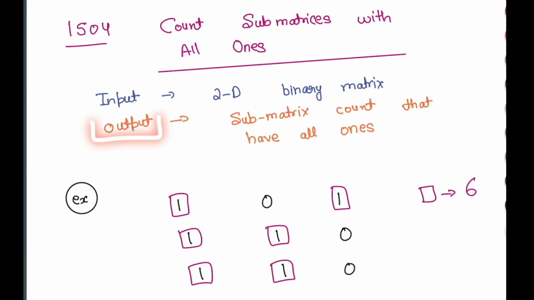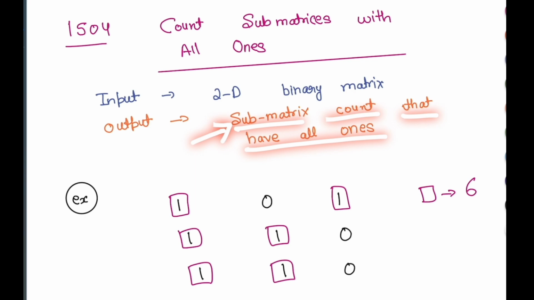The output we need to give in the problem is the submatrix count. We need to count the number of submatrices that have all ones. So try to find out all the submatrices which have all ones. Now, first of all, let me tell you what are valid submatrices.